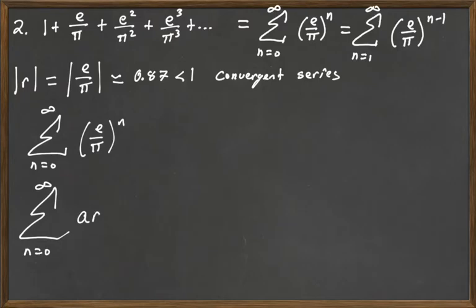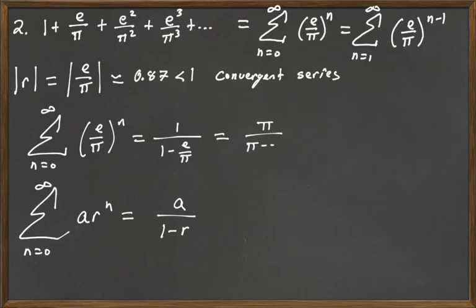And so the sum from n equals 0 to infinity of e over pi to the n power. We're going to go ahead and put our generic formula up. The sum from n equals 0 to infinity of ar to the n, and so we're assuming this is a geometric series, converges to a over 1 minus r. And so our particular example will converge to 1 over 1 minus e over pi. If we multiply the numerator and denominator by pi, we'll have pi over pi minus e. Okay. All right, let's look at the next example.